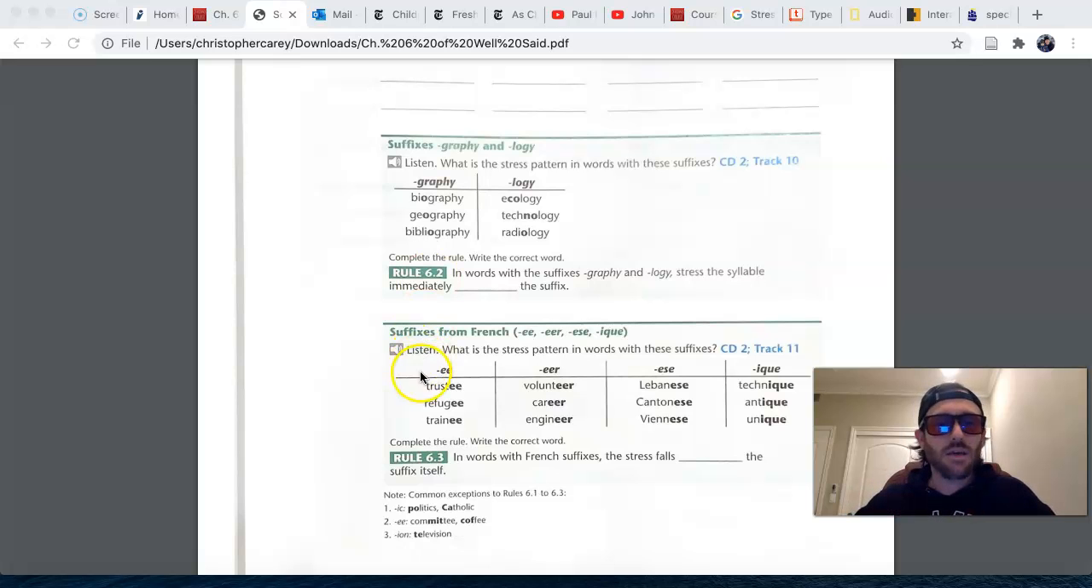Now, our last example are suffixes from French. Derivatives in French. These endings, what is the stress pattern for these?